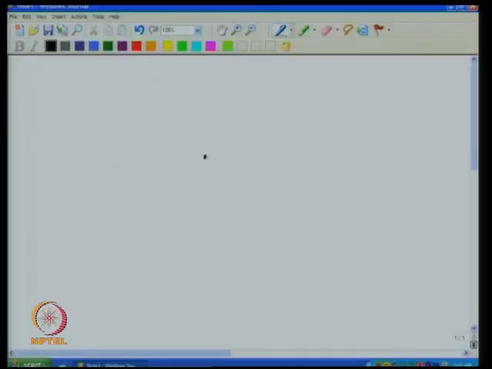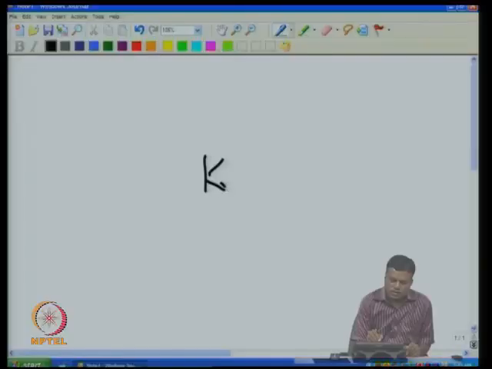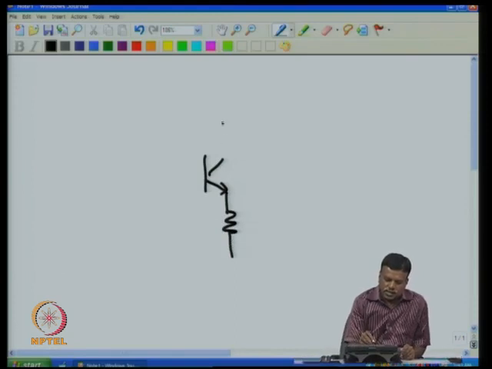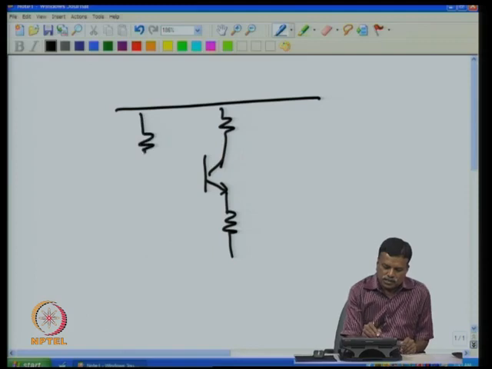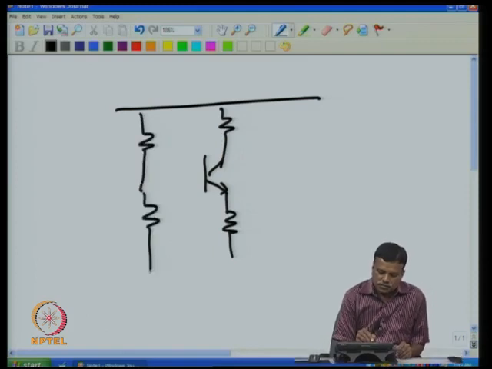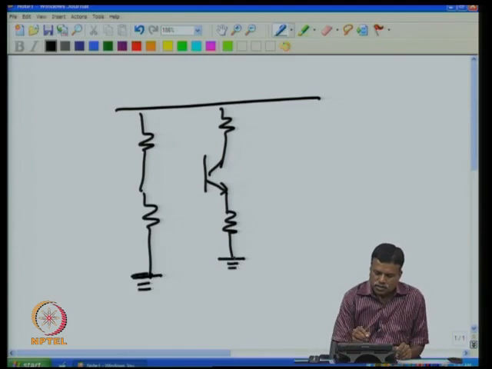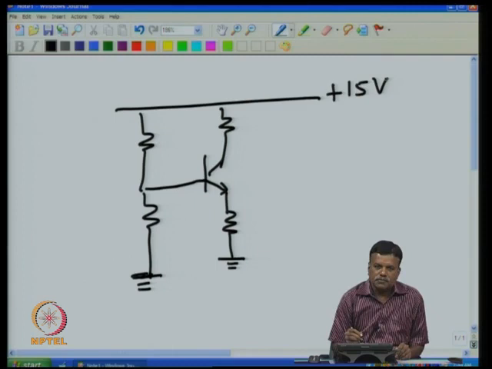In the previous class we talked about the transistor amplifier. If I have a transistor and I want to amplify an AC signal, then we had this kind of circuit. You have these resistors, here it is grounded, and then we connect the base to this. Then we are given a supply voltage here.